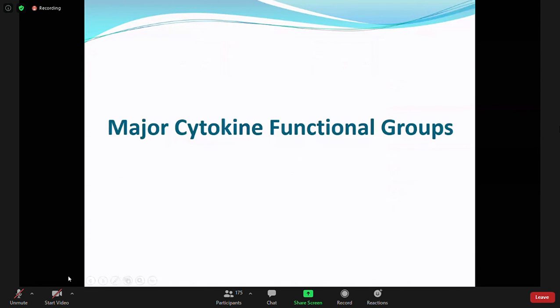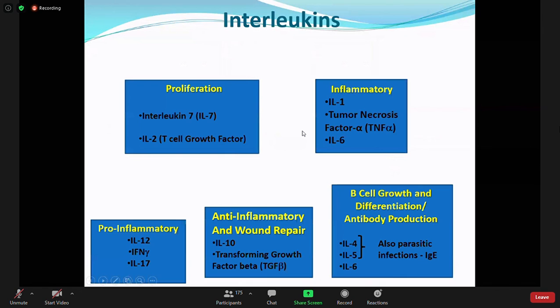So now we come to the major functional groups of cytokines. There are cytokines that are involved in proliferation, what I call pro-inflammatory and inflammatory, and then anti-inflammatory and wound repair, and then cytokines involved in B-cell antibody production and growth.